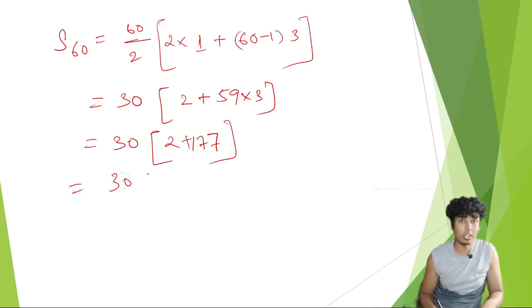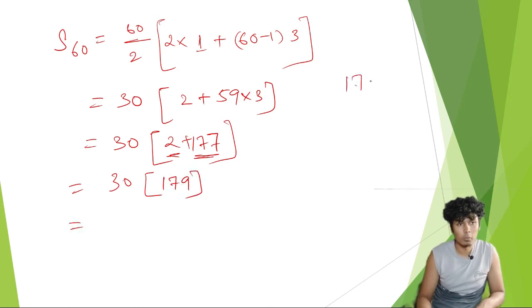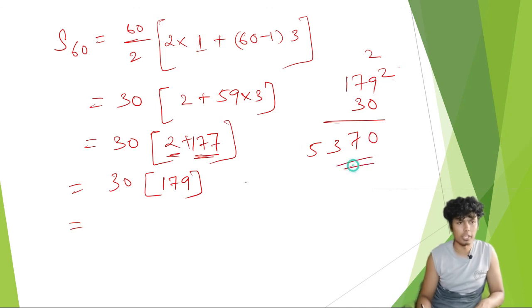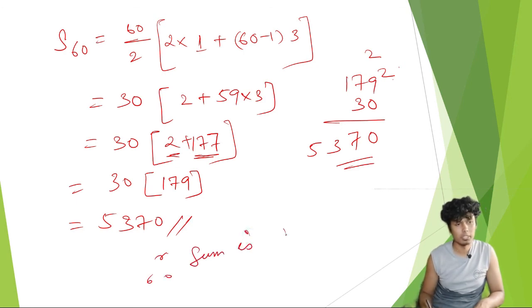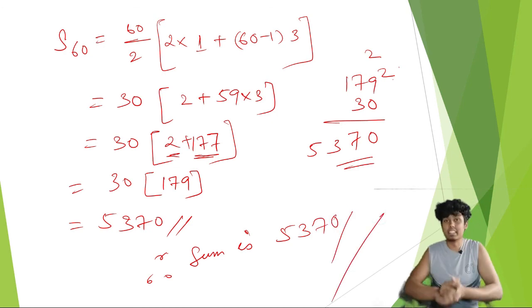I think we are quite over the time, so let me do it faster. 177 plus 2 is 179. 179 into 30. 9 3s are 27, 2 in hand. 7 3s are 21, 22, 23. 3, 2 in hand. 2 and 3, 4, 5. Put 0 here. So 5370. Therefore, the sum is 5370. That is the answer. I hope it is clear to you.